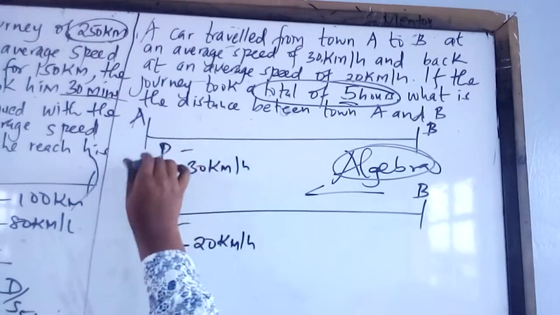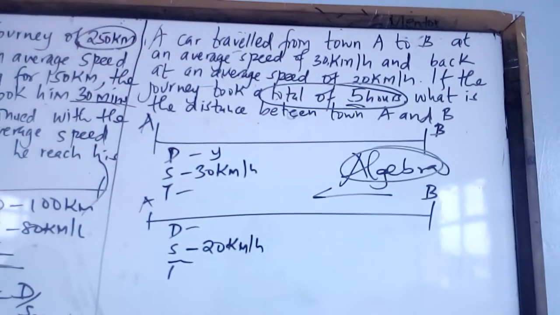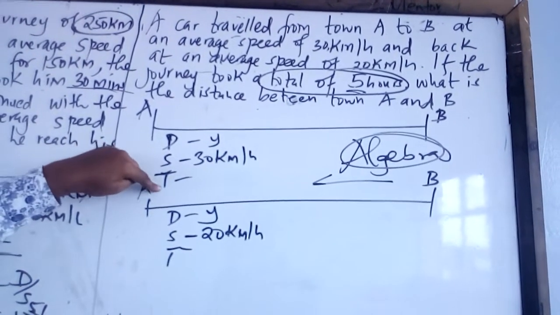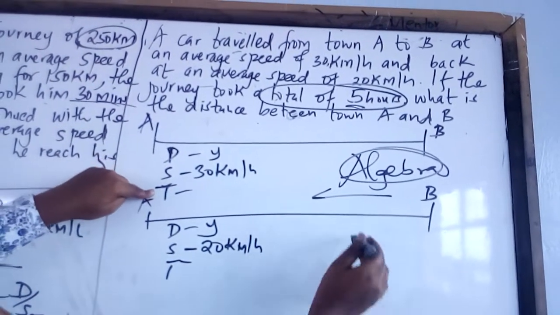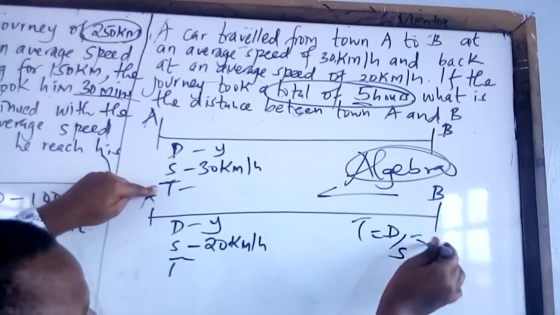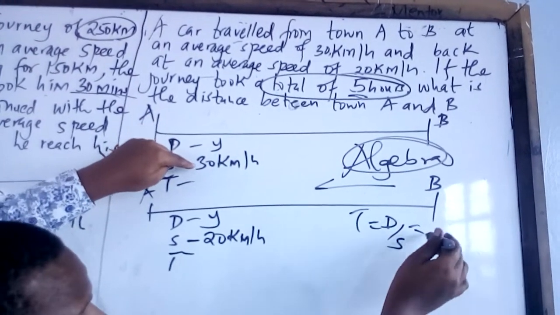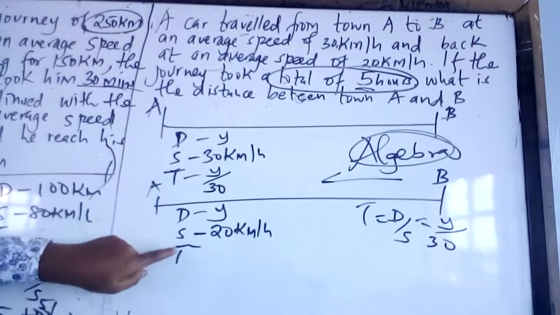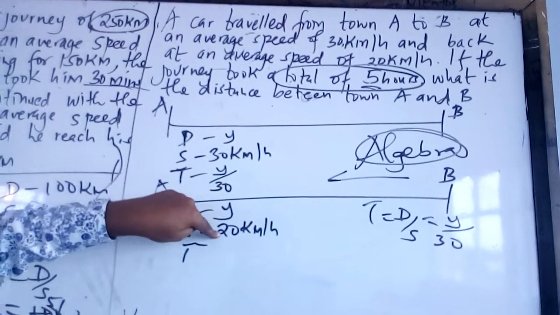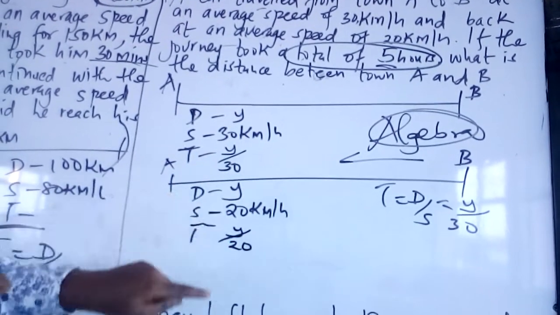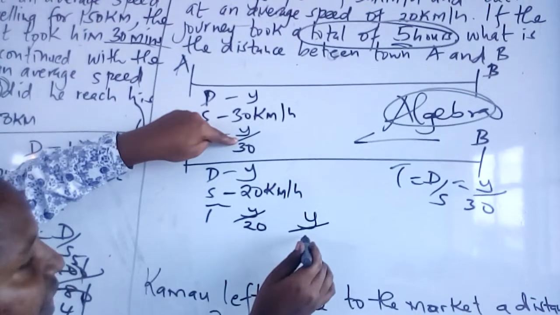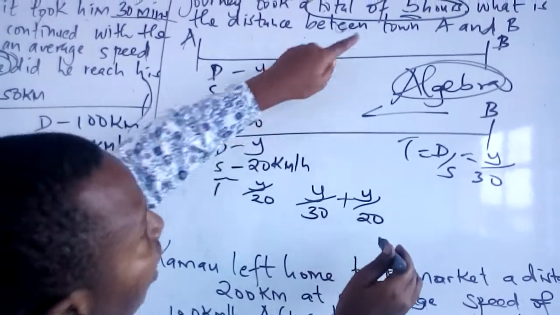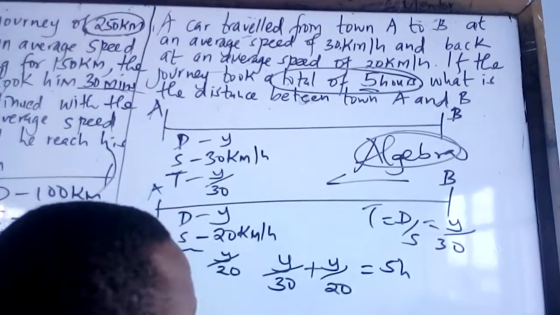So if we take y to represent our distance, which is this expression that will represent time? You know, we have said time is equal to distance over speed. So it is y over 30. This time, which is represented by y over 30, and this other one, if you put them together, we are going to get a total of 5 hours.